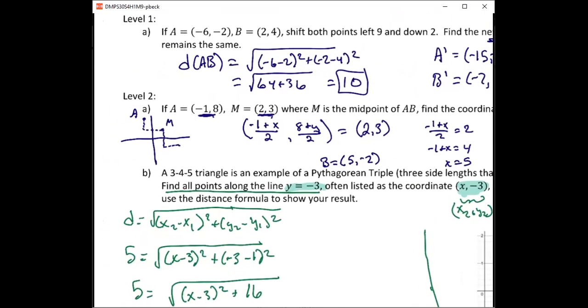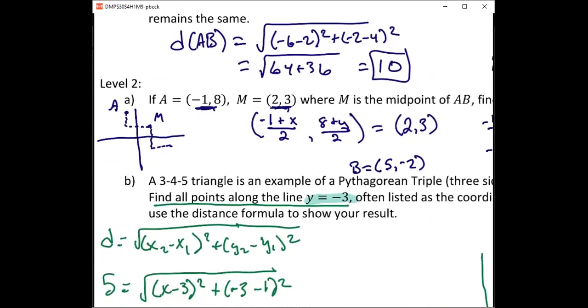I do have some students who like to say, does that make sense? And this is kind of like my mental check for the problem, that if I have -1, 8, which is approximately right here, and the midpoint is 2, 3, that distance right there is half of it. So if I go the other distance, it's going to put me at a point in quadrant 4.